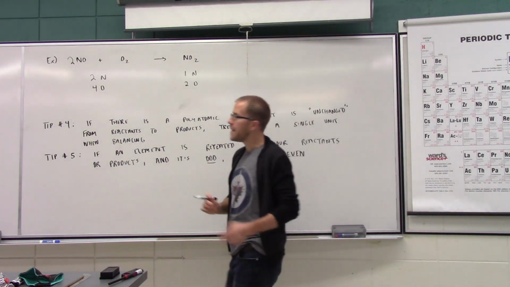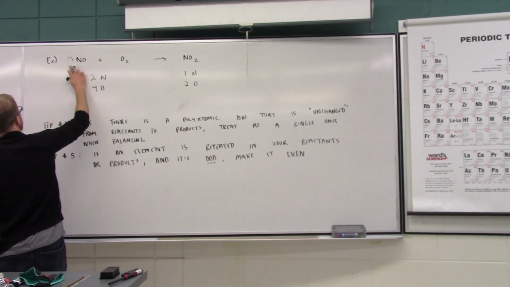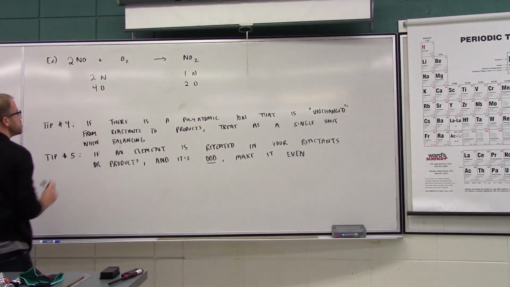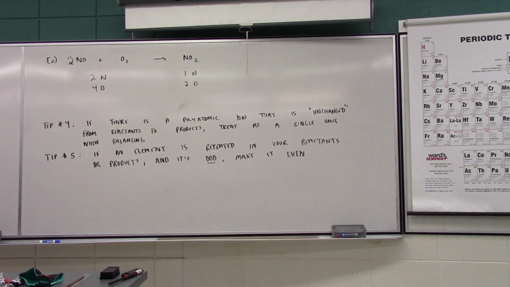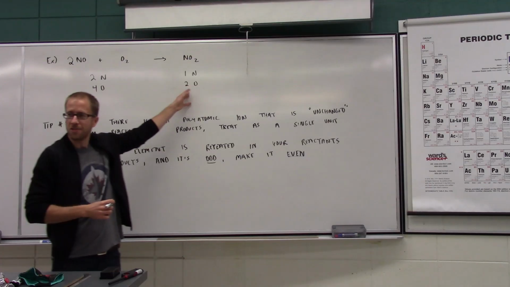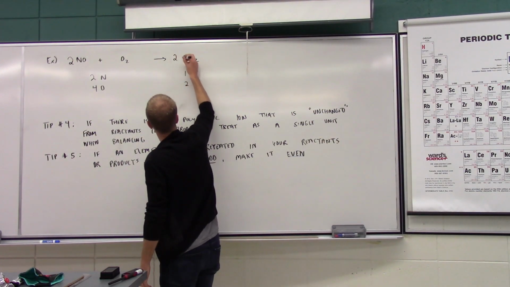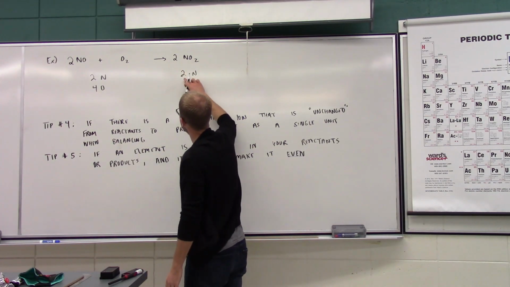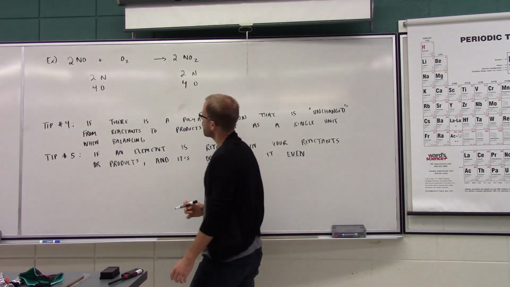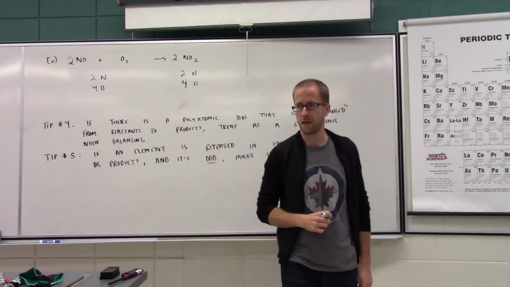So by making it even, you can see right away that this problem now is extremely easy to balance. What do we need to do to balance out our nitrogens or our oxygens on this side? Put a 2 in front of it. Yeah, if we put a 2 in front of it, well now we have 2 nitrogens and 4 oxygens. Does our problem balance out?